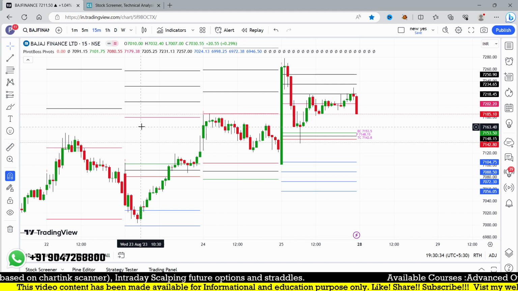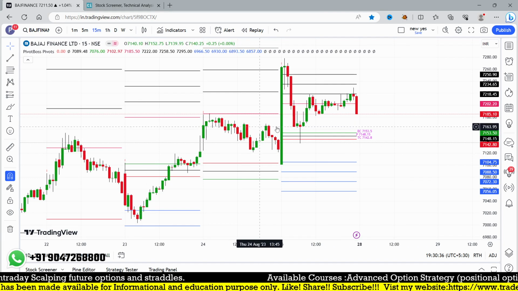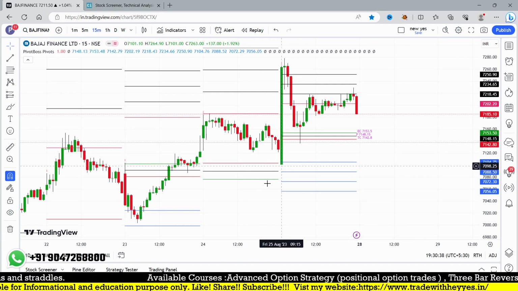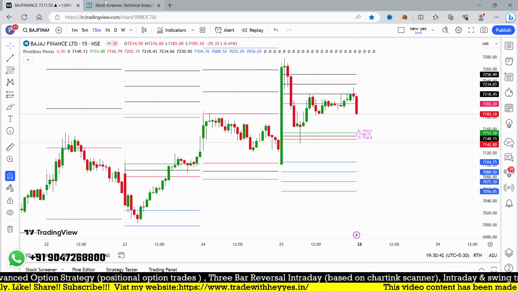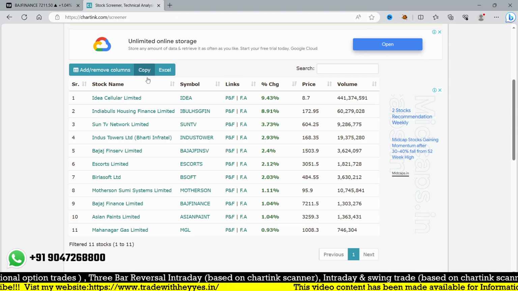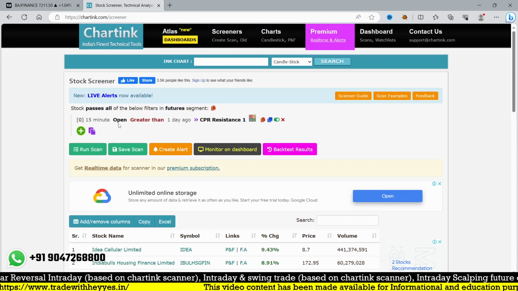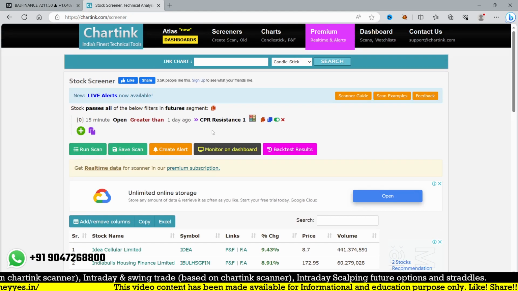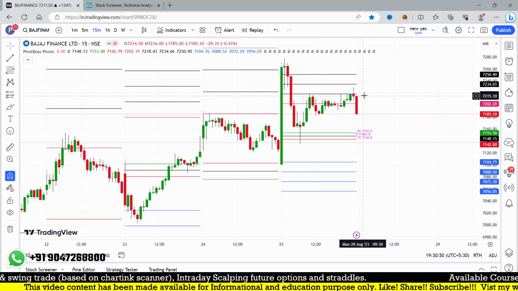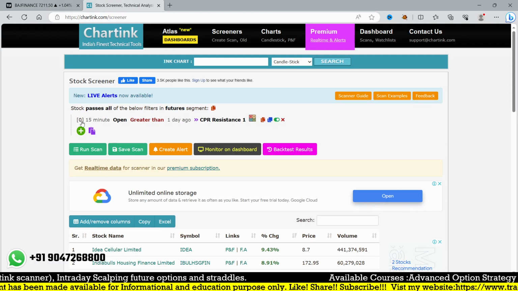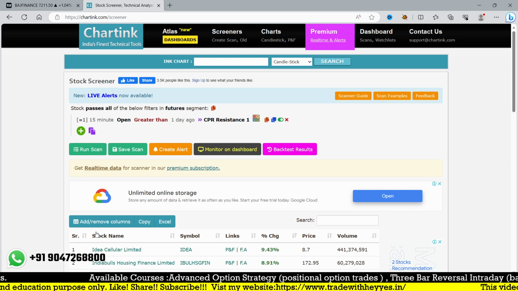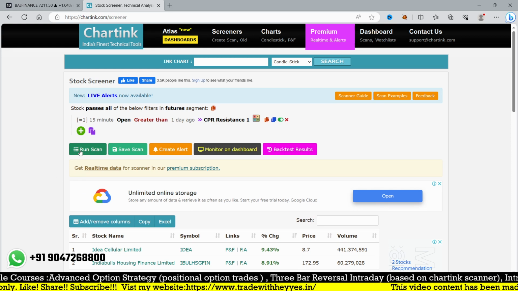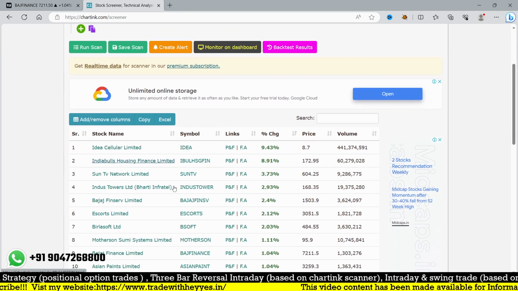Bajaj Finance, I think this was started here at the support level. Why is it showing you? Okay, so we are using a 15 minutes open. That means a 15 minutes open greater than, that's the current candle. You can see the current candle. So we need to fix that in the first 15 minutes candle. You can use equal to 15 minutes open, that would be greater than. So this is the latest candle.